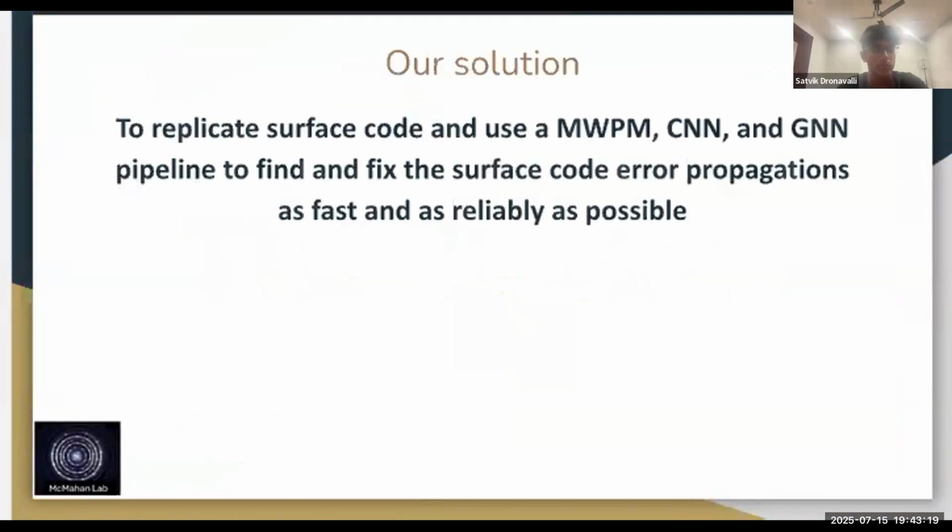All right, so as for a solution, our solution is to replicate the surface code and use an MWPM, CNN, and GNN pipeline to find and fix these error propagations, as mentioned previously, as fast and as reliably as possible.